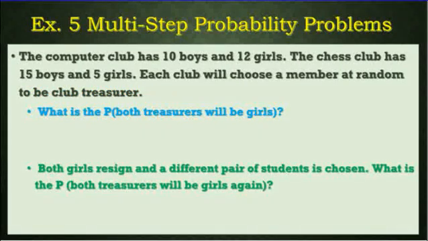Next one, the computer club has 10 boys and 12 girls. The chess club has 15 boys and 5 girls. Each club will choose a member at random to be club treasurer. What is the probability that both treasurers will be girls?